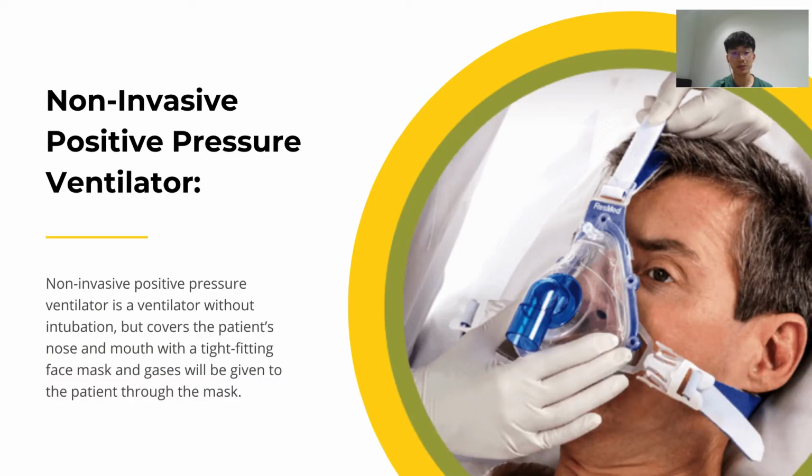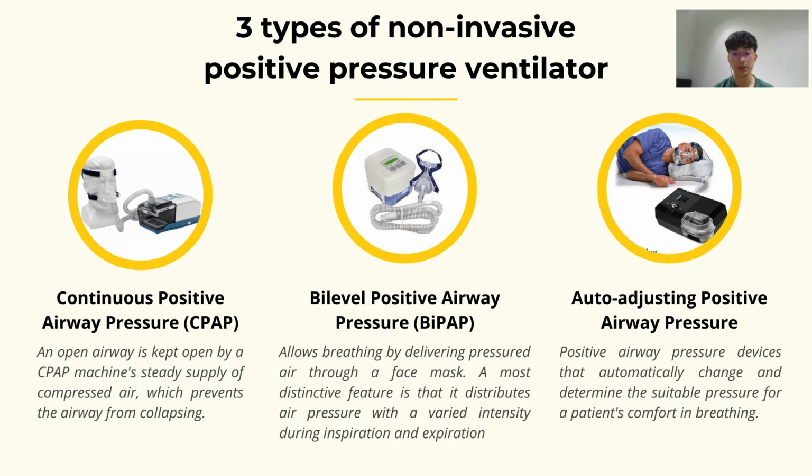Next, non-invasive positive pressure ventilator. Non-invasive positive pressure ventilator is a ventilator without intubation but covers the patient's nose and mouth with a tight-fitting mask. Gas will be given to the patient through the mask and it is predominantly used in clinical treatment. There are three types of non-invasive positive pressure ventilator, which include continuous positive airway pressure, which gives a steady rate of air, bi-level positive airway pressure, which gives air of different pressure, and auto-adjusting positive airway pressure, which will adjust the pressure of air given automatically. Thank you.